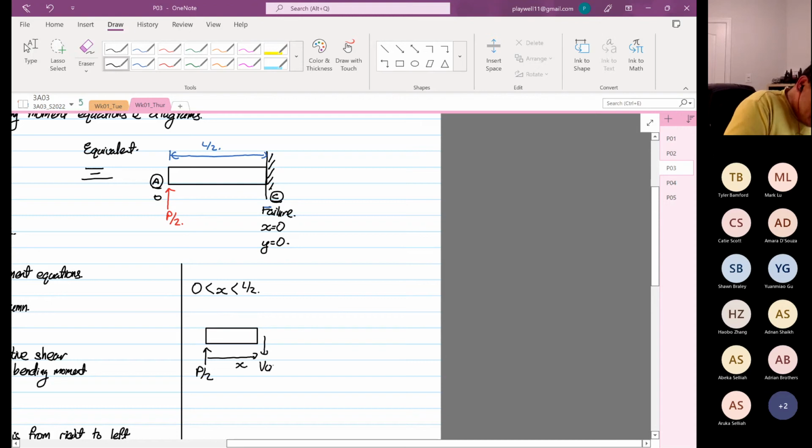V as a function of x. We are making an assumption of positive shear and positive bending moment. So next, we are going to perform static analysis.